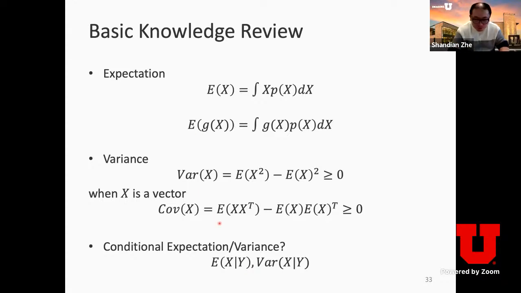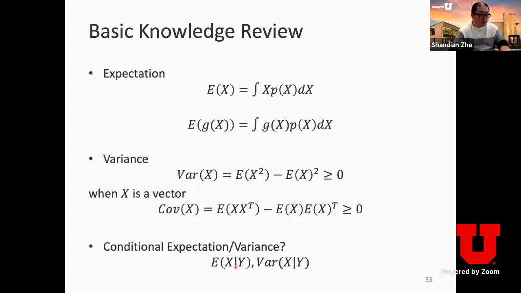Yeah, you're right. Because the conditional expectation is computed based on the conditional probability density of x given y. So when you calculate conditional expectation, it essentially depends on the choice of y, right? When y equals 1, you have one conditional expectation. When y equals 2, you have another conditional expectation. So this is essentially a function of the random variable y. Just as we just mentioned, a function of a random variable is another random variable. So the conditional expectation is actually a random variable.